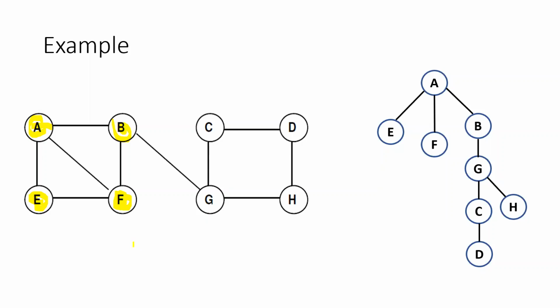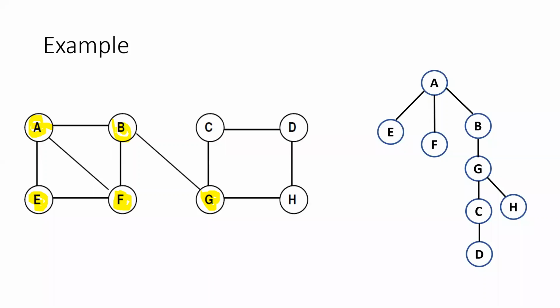Then tell me which are the adjacent vertices of B? A and F are adjacent, ma'am. Both are already visited. G is also there. So A and F are already visited, so what we have to do is insert G into the Q. Okay. So we have visited G also. Now what we have to do? Delete B from the Q.